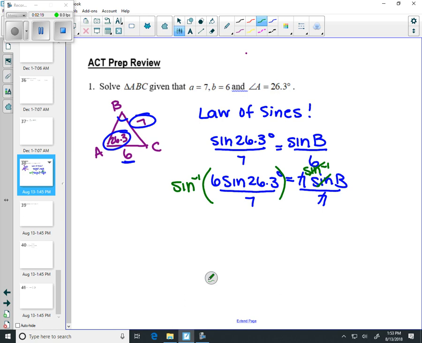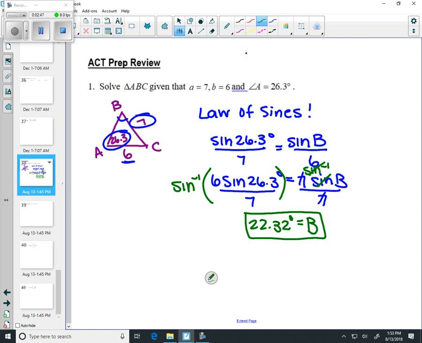When you put sine inverse of 6 times sine of 26.3 all over 7 in your calculator, you should get 22.32 for angle B. If you need help with your calculator, ask me before the day of the exam. Absolutely. If you're watching this video in class and you didn't match my answer there, go ahead and pause the video and come up and show me your calculator so we can get that taken care of.